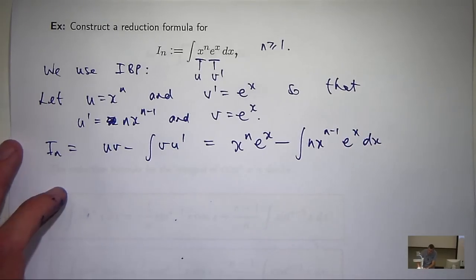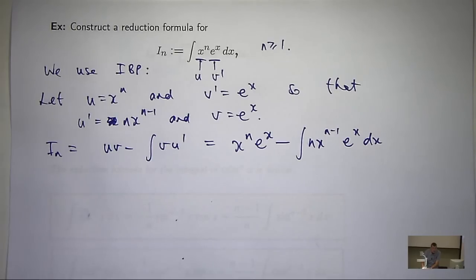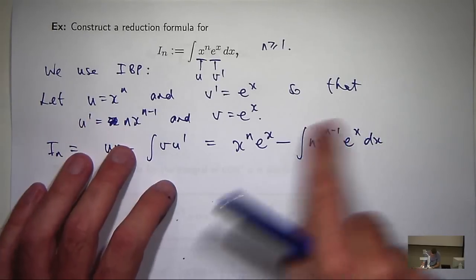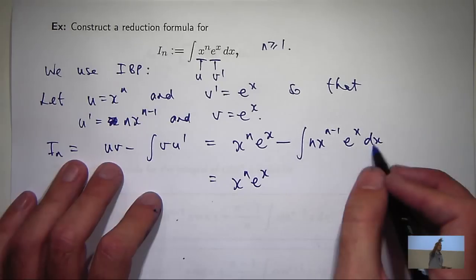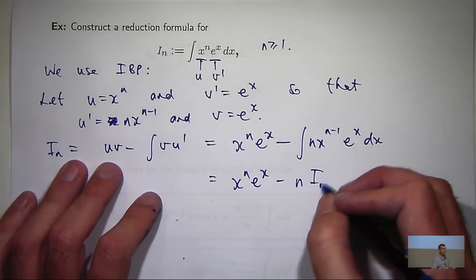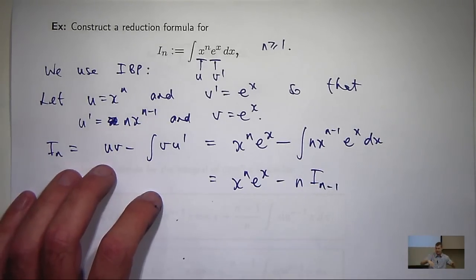Well, if you look closely, what's this compared with this? Well, it's almost the same, but not quite. I can move this n out because we're integrating with respect to x, and it's actually I sub n minus 1. Okay, so just pull that n out, and then you've got an n minus 1 in the power. So my reduction formula is the following. That's it.